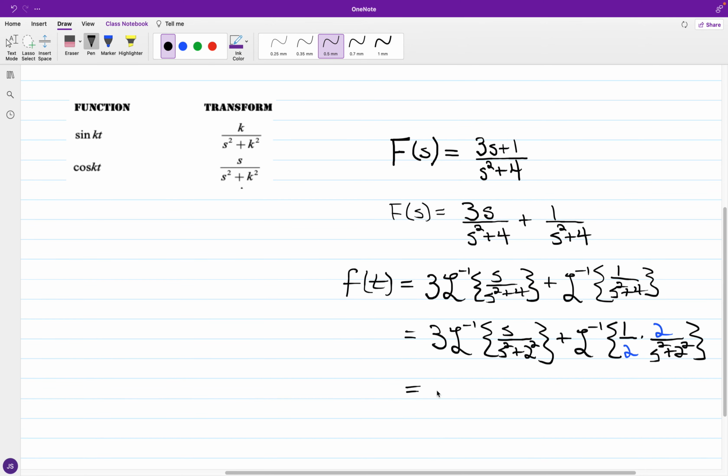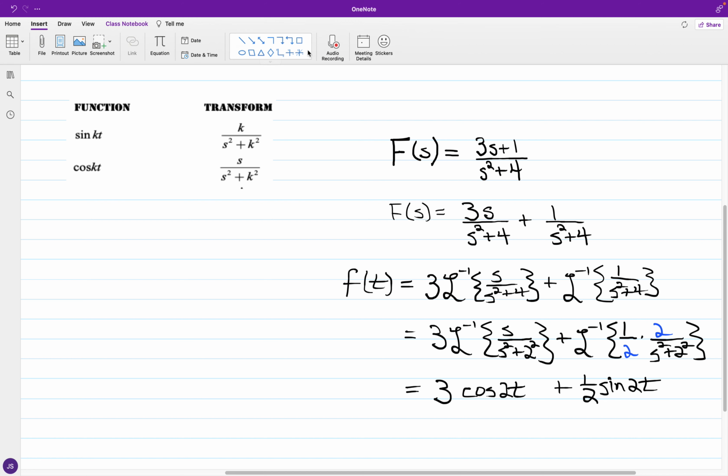And for what we're going to have in the follow through, we have 3 s over s squared plus 2 squared. Well, that is going to be the cosine of 2t, and by then we can move the 1/2 to the outside, and just take the inverse Laplace transform of 2 all over s squared plus k squared. So you have your k value at 2, and so that is going to be the sine of kt. So we have 1/2 of the sine of 2t, and that is going to be the final result.